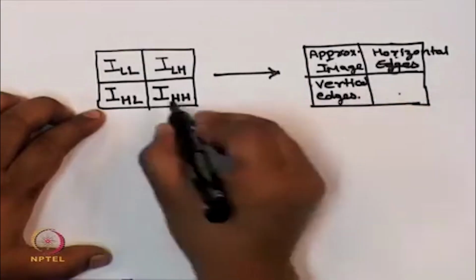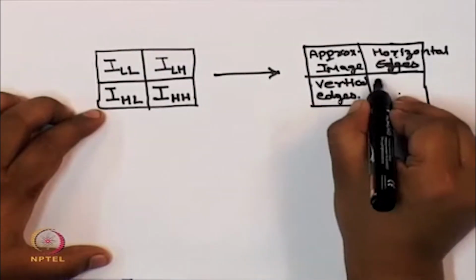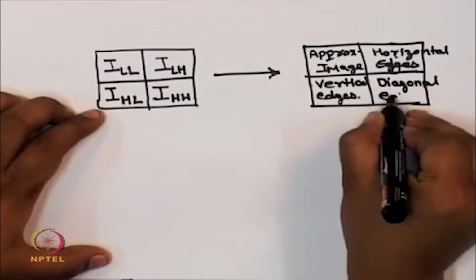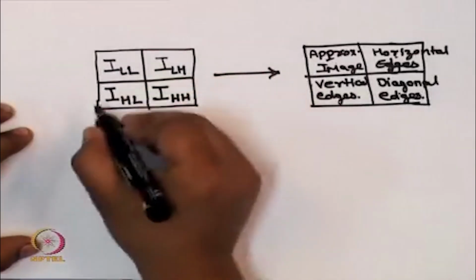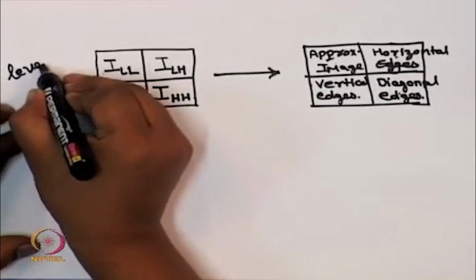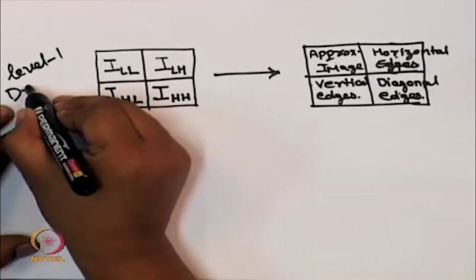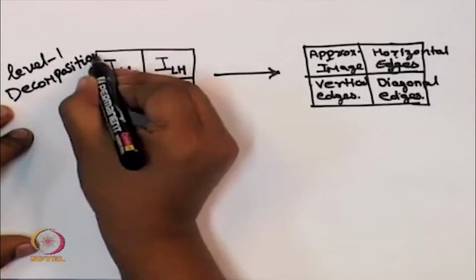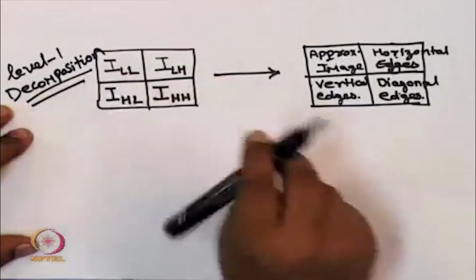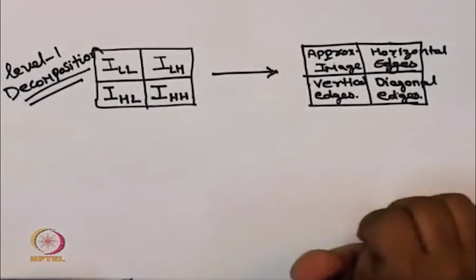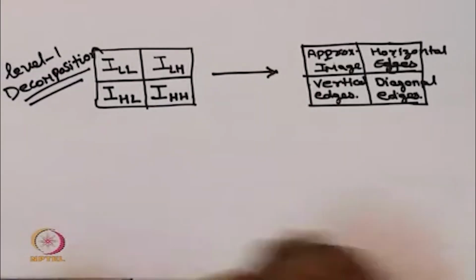And in this quadrant where we have an output IHH, we extract diagonal edges. Such a type of representation is referred to as level 1 decomposition. If we do a simulation of such a thing using any software like MATLAB, what we will obtain is a figure like this.